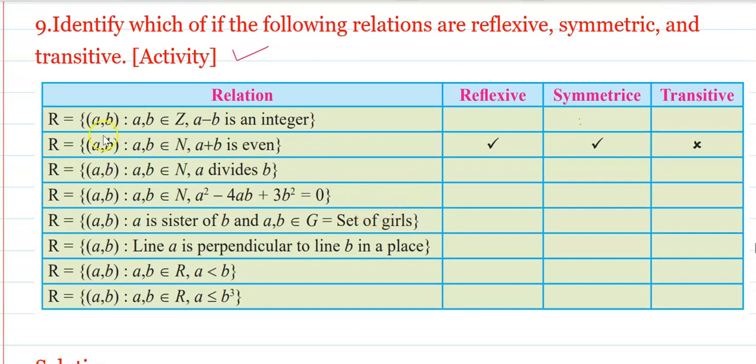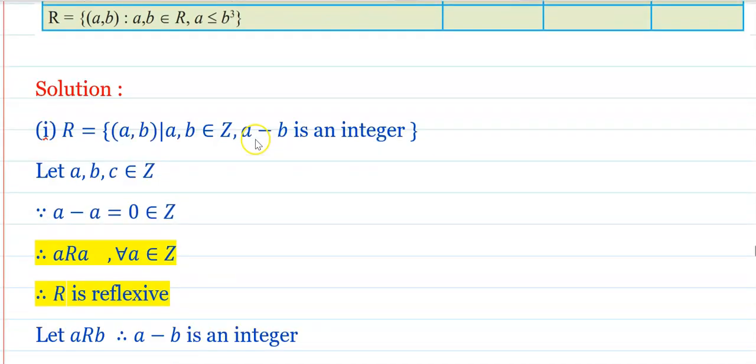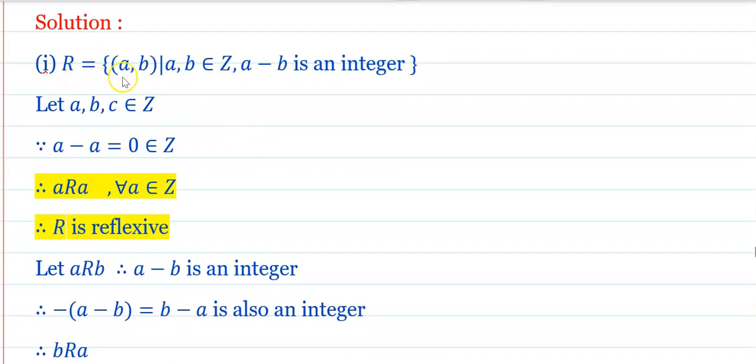Okay, what is the first? R is a relation (A, B), where A, B belong to the set of integers and A minus B is an integer. Now this is R: A, B belongs to Z, and A minus B is an integer.